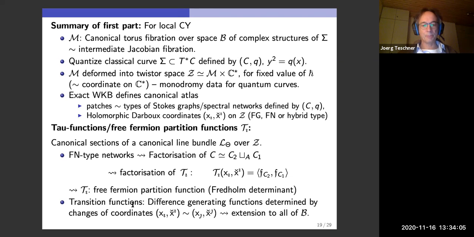Good, but the main point, and this is what I really want to elaborate a little more on, is, if I say there's a line bundle, then how do I define it? Well, it's defined by certain transition functions. And the transition functions are difference generating functions, which are determined by the changes of coordinates from one chart to the other. This was the main claim.